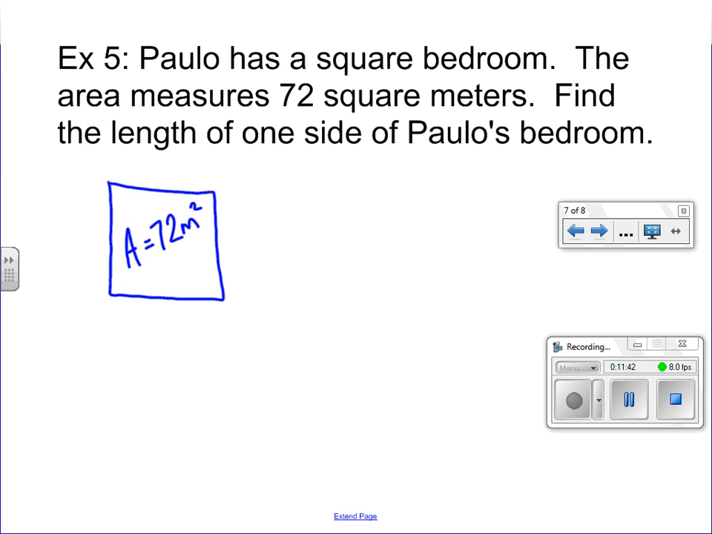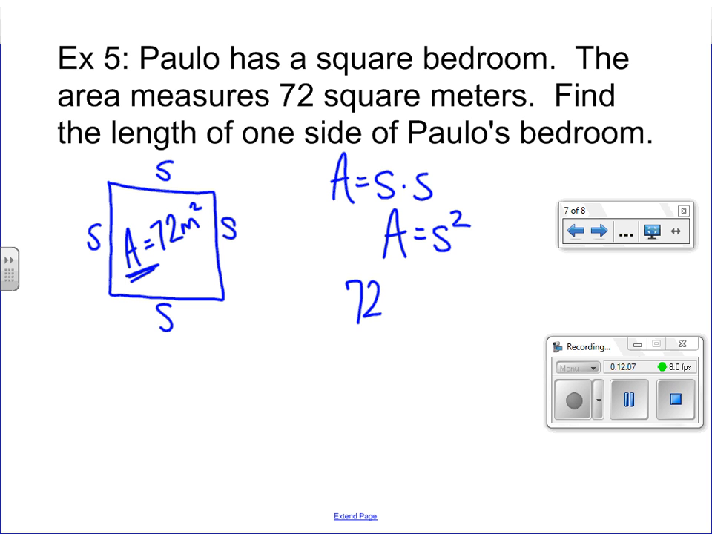How do I find the area of a square? I hope that we remember that the area of a square equals side times side, which is going to be the same as area of a square equals side squared. Okay, because all of the sides of a square are the same length. That's what makes it a square. So now what I know is that the area is 72 square meters. So I'm going to plug that in for A, for the area. So I have 72 equals s squared.